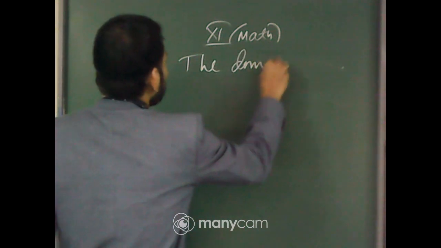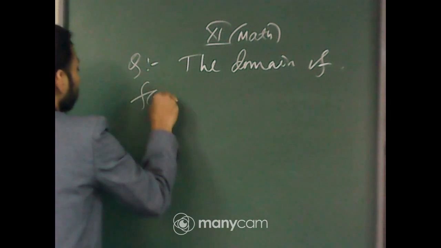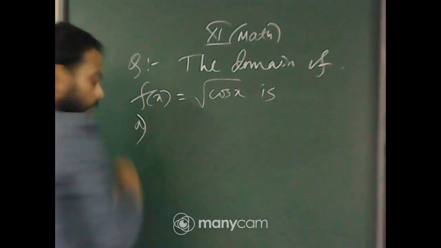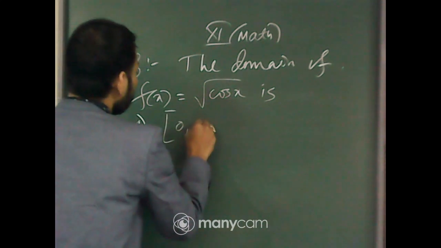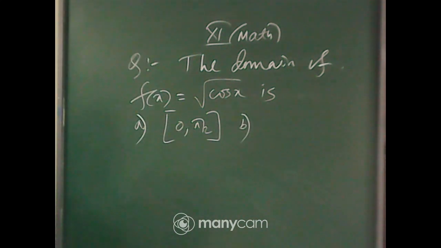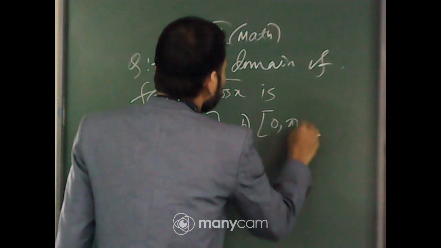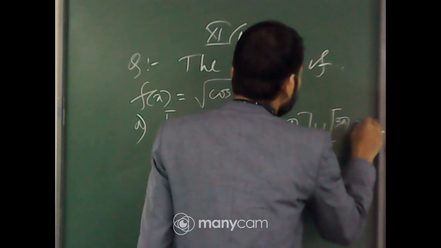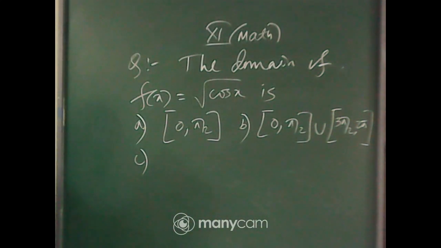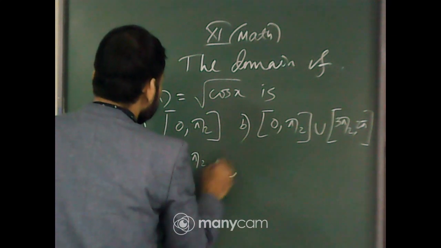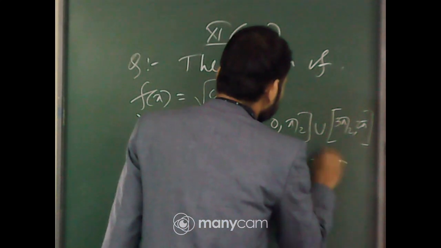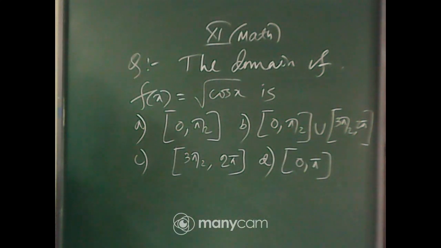Next question: the domain of f(x) equals root over cos x is, the options are: option A, closed interval 0 comma pi by 2; option B, closed interval 0 comma pi by 2 union 3 pi by 2 comma 2 pi; option C, closed interval 3 pi by 2 comma 2 pi; and option D, closed interval 0 to pi. Tell me which one is correct?